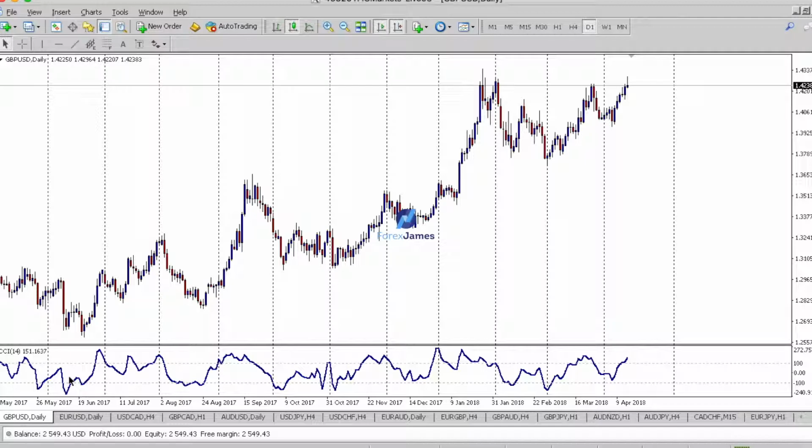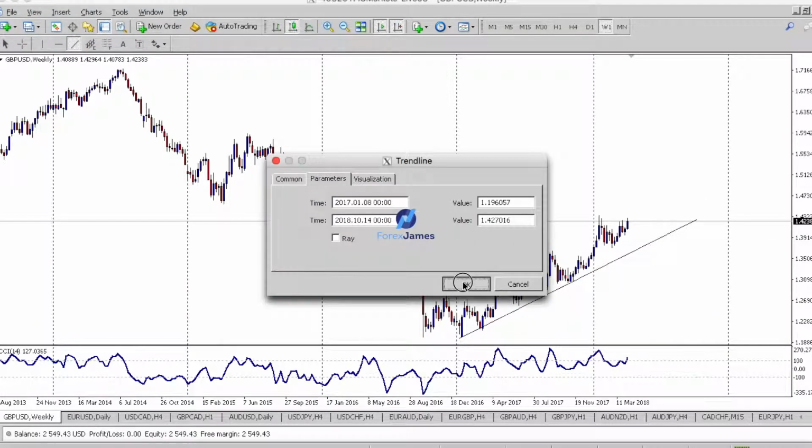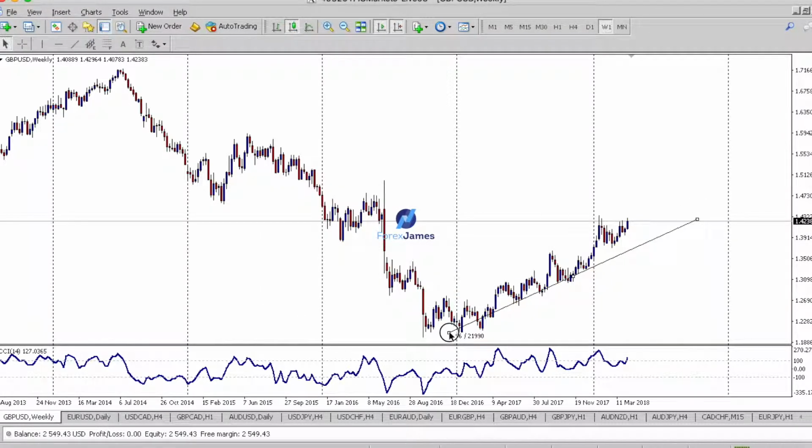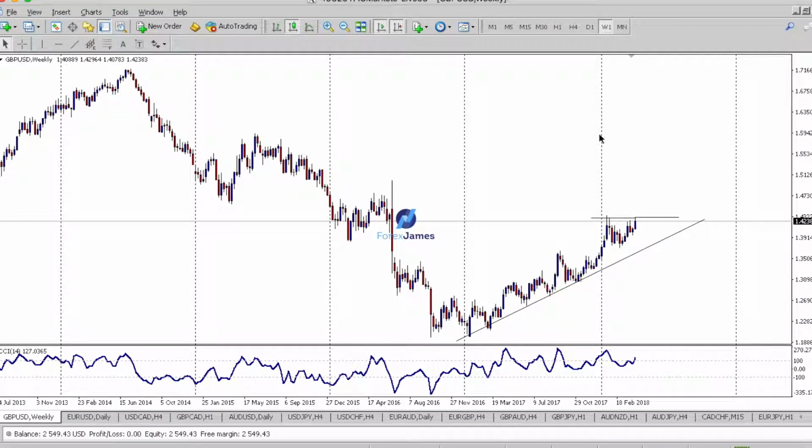So we'll start with the pound dollar, still showing an uptrend on the weekly. What we have though on the daily here, price may form a range.